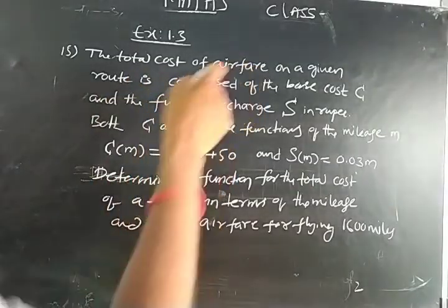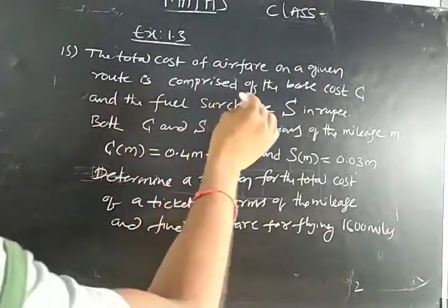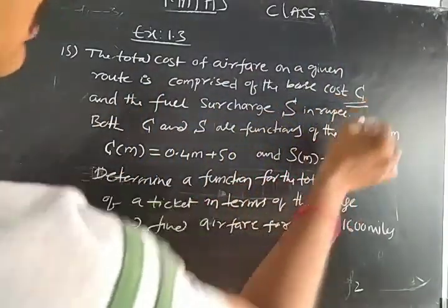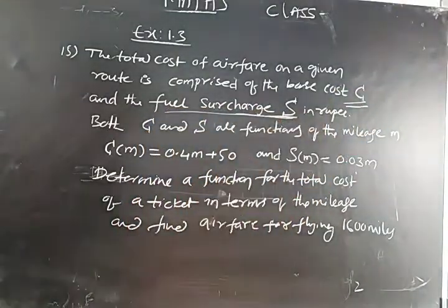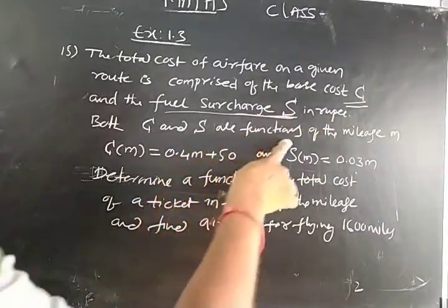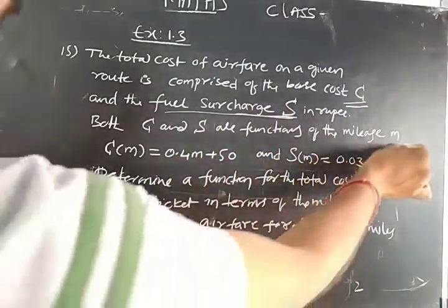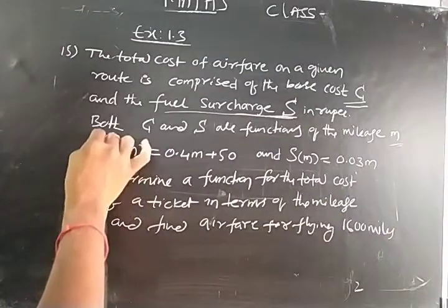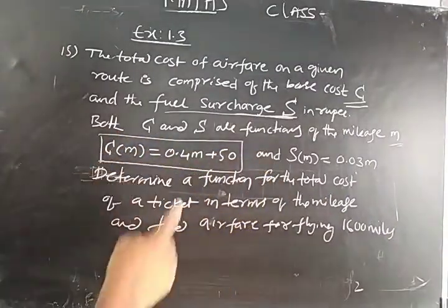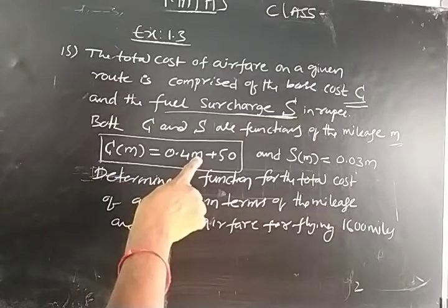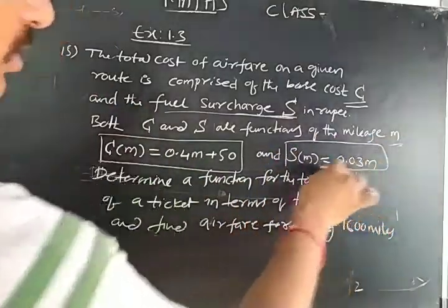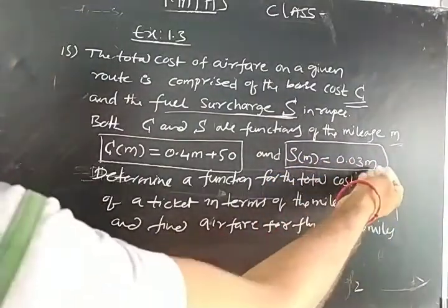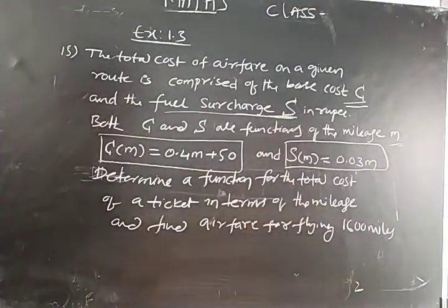Now next question, 15th question. The total cost of airfare on a given route is comprised of the base cost C and fuel charges S in rupees. Both C and S are functions of mileage, with M indicating the mileage. To get the cost C of M, it depends on mileage, so by substituting mileage here you will get the base cost, and fuel charges also depend on mileage. If you substitute mileage here, you will get the fuel charge.